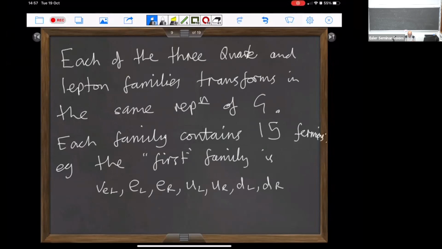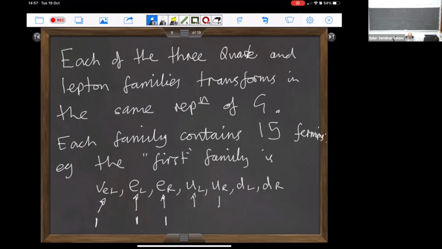If you remember, the standard model fermion content consists of 3 families of quarks and leptons, and it's just a fact that each family transforms in the same representation of the gauge group. That's partly why they call them families. Now, each of these families contains 15 fermions. If we look at the first family, we've got the left-handed neutrino, so there's one of those. Left-handed electron, one of those. Right-handed electron, one of those.